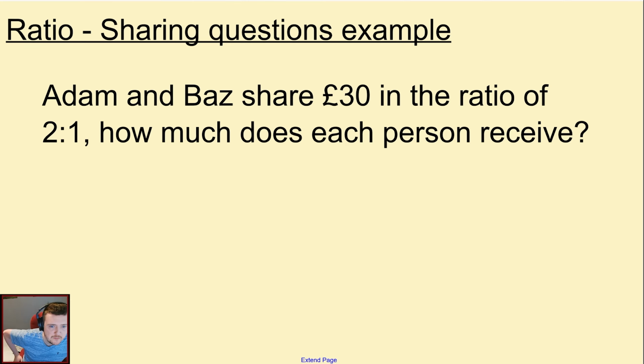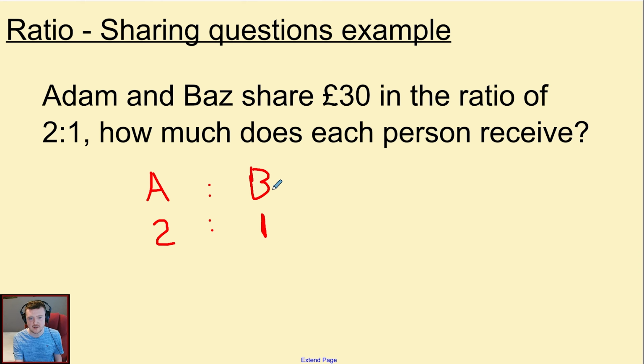So, Adam and Baz share £30 in the ratio of 2 to 1. Up to now, I've been making the smaller number on the left, but that doesn't have to be the case. The key thing to remember with any ratio question is that the way that you read it is the way that you write it. So it says Adam and Baz. Adam is 2, so I'll write Adam is 2, and Baz is 1. And that's why I label them, because that helps me keep track of which number is actually which. Okay, so whatever you read it is the order you write it.